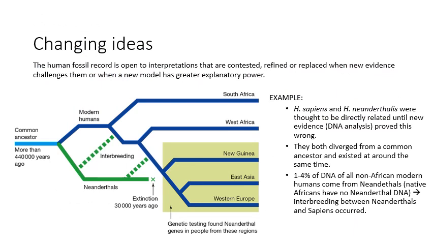Okay, so we're now going to have a look at some changing ideas that have occurred due to the fossil record. The first one that we're going to speak about is the relationship between modern day humans, so Homo sapiens, and Homo neanderthalensis. So Neanderthals were thought to have been a direct ancestor to modern day humans.